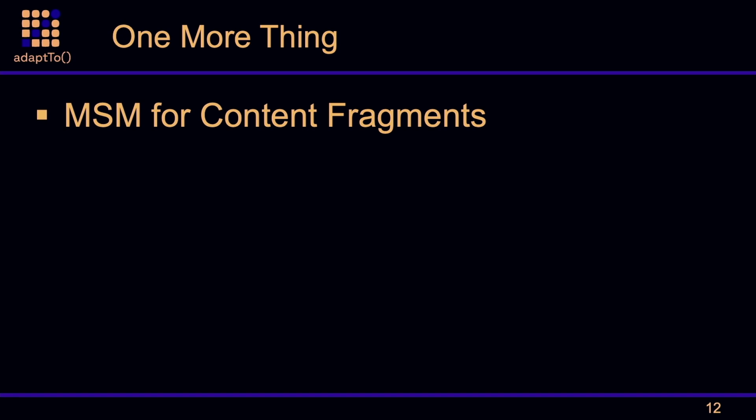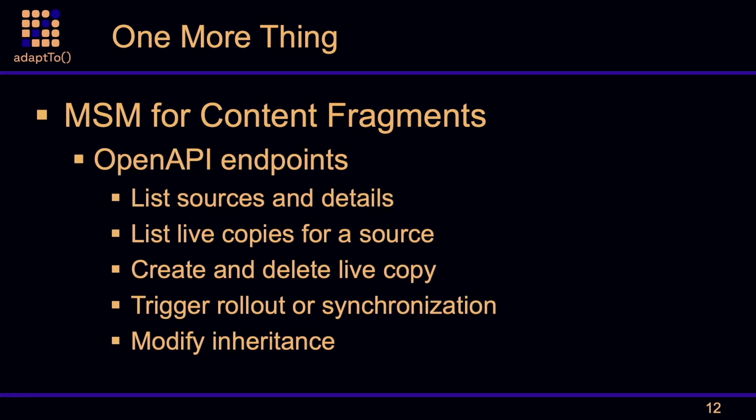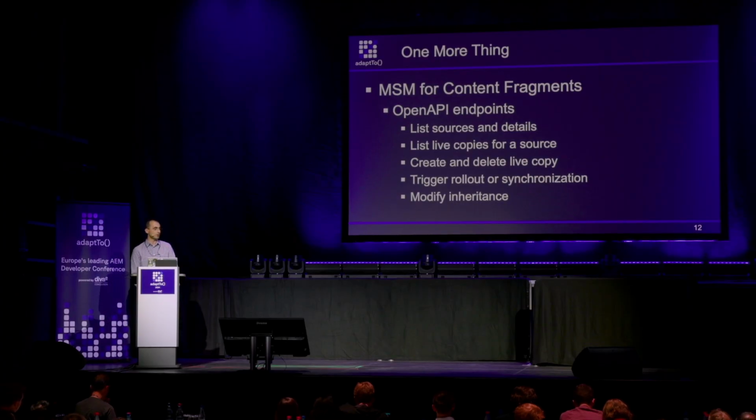We are also going to do that for MSM for content fragments. I know we have support for MSM for content fragments in the Touch UI already, but we want to add support with OpenAPIs. And yeah, we'll add endpoints to allow you to list the sources or the blueprints, how we used to call them before, and all the details, see the live copies for a source, to create and delete a live copy, to trigger the rollout of the synchronization.